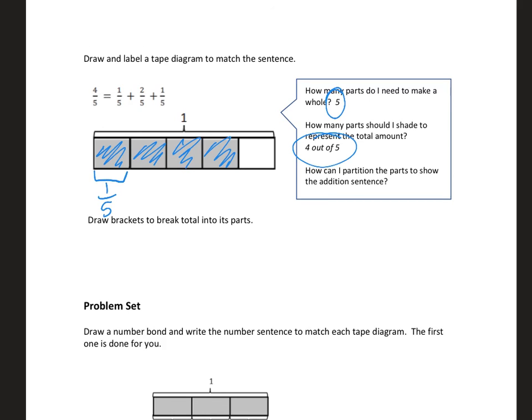Okay, then up here it says 2/5 came next, so I'm going to take 2 units and bracket them together and write 2/5. And then I see 1/5 is next again, so I'm going to take this last one and bracket it and write 1/5. All right, so now we did this part. We drew brackets to break the total into parts. Okay.